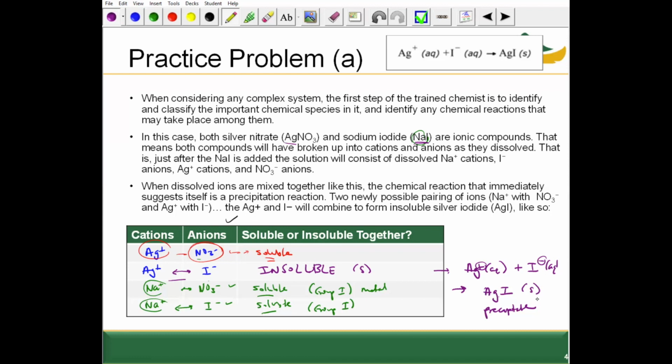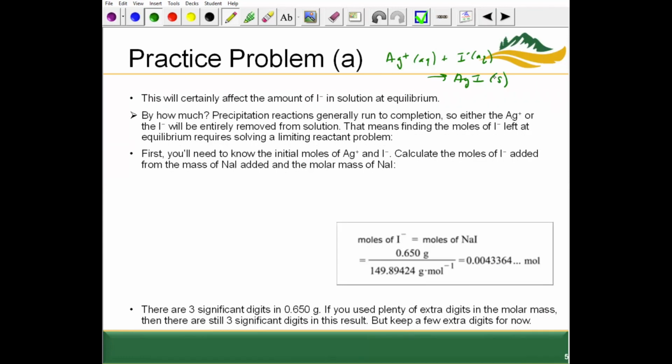Again, with this style problem, you want to list your cations and anions, go to your solubility rules, and see which combination leads to an insoluble precipitate and which combinations of ions are soluble. I wrote out our reaction again here, and the formation of this precipitate is going to be impacted by how much silver is present in the solution and how much I− is present in solution.